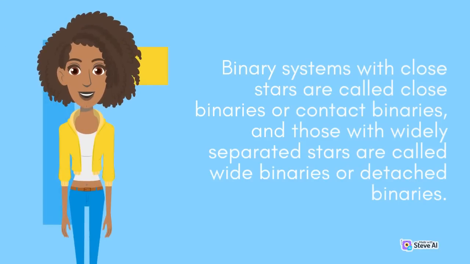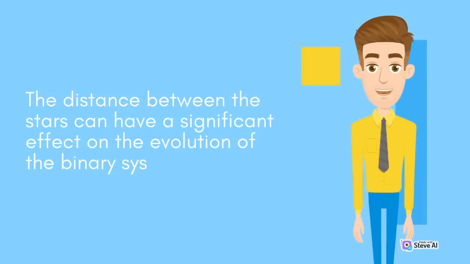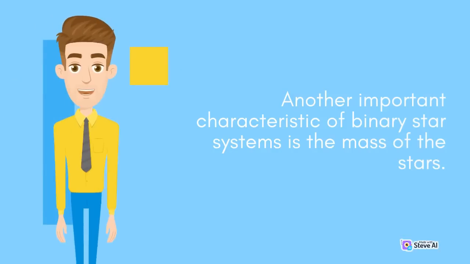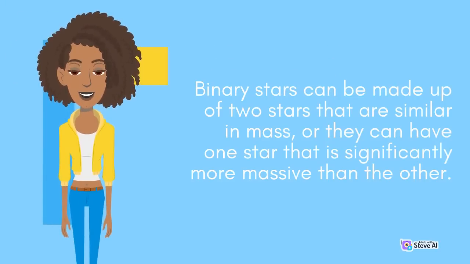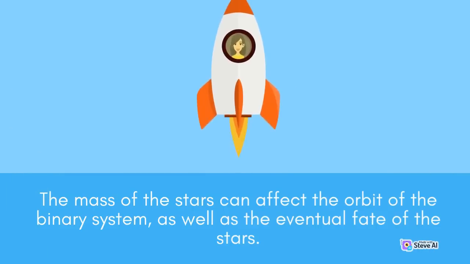Binary systems with close stars are called close binaries or contact binaries, and those with widely separated stars are called wide binaries or detached binaries. The distance between the stars can have a significant effect on the evolution of the binary system. Another important characteristic of binary star systems is the mass of the stars. Binary stars can be made up of two stars that are similar in mass, or they can have one star that is significantly more massive than the other. The mass of the stars can affect the orbit of the binary system, as well as the eventual fate of the stars.